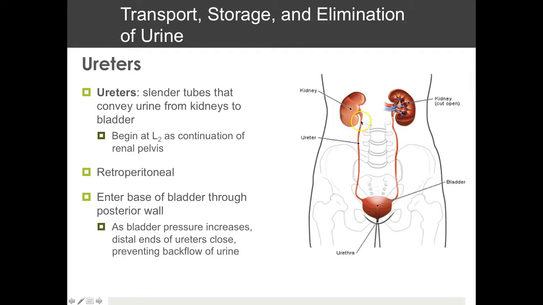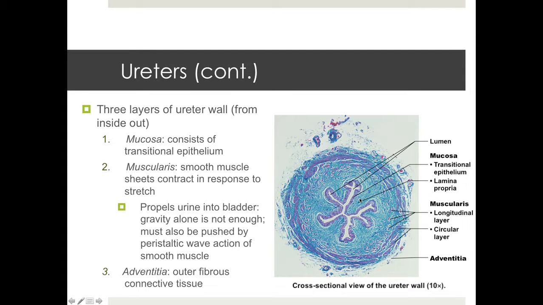So if you remember from the cadaver lab, you would be able to follow this ureter, but then it goes posterior to the urinary bladder and enters at the base of the bladder through that posterior wall. And as our bladder pressure increases, these distal ends of the ureters are going to close. They actually have little valve flaps in here, and that prevents the backflow of the urine from the bladder into the ureters. Let's talk a little bit about the histology of our ureters.